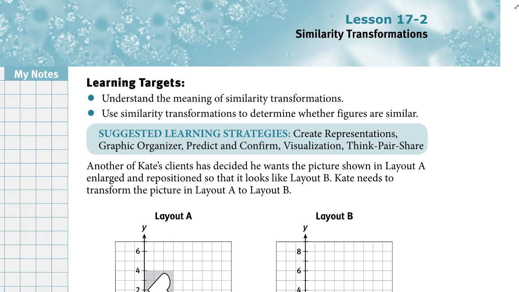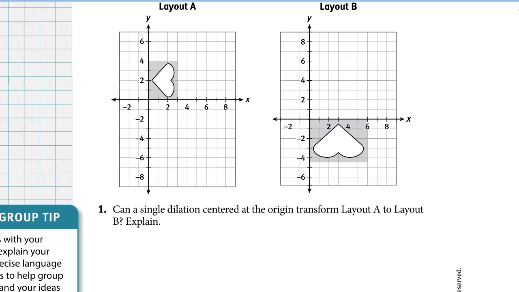This video is for lesson 17-2 about similarity transformations. Learning goals are to understand the meaning of similarity transformations and use these kinds of transformations to decide whether figures are similar. Let's continue the scenario about the work that graphic artists do.